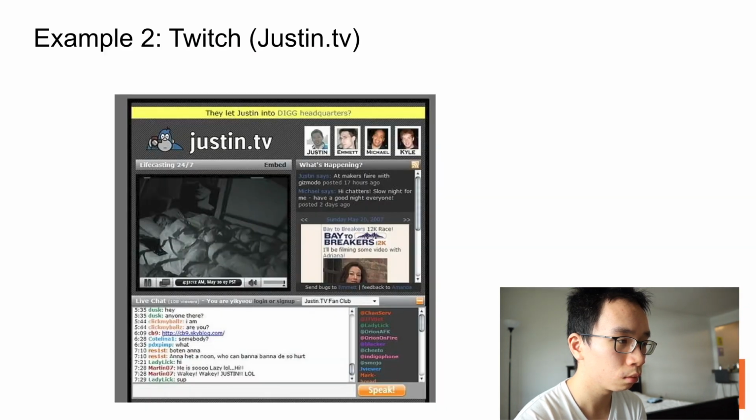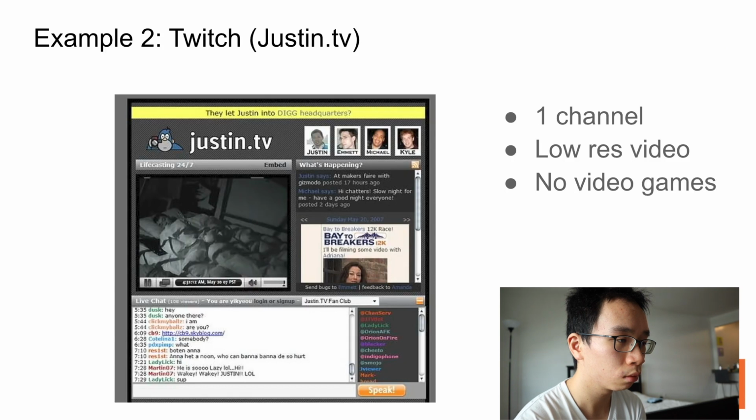The next one, Twitch. This was what Twitch looked like day one. Not very familiar. Well, maybe a little familiar. There's some video there and there's some chat there. Other than that, nothing else. Twitch launched as Justin.tv, which was an online reality TV show. There was only one channel, Justin. You had to follow his life. If you didn't like his life, you had to leave the website. That's all there was. The video was extremely low resolution.